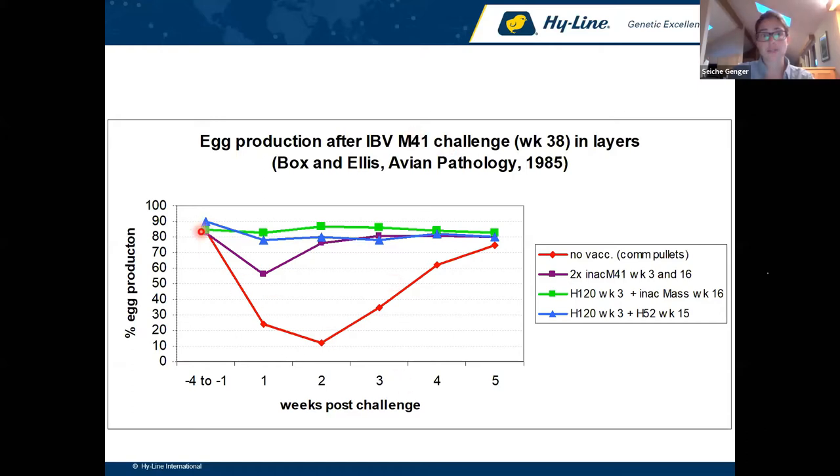And you can see this is the days of production, or this is their production amount before they were challenged, and then at challenge, it just drops dramatically, bottoms out. This particular flock went all the way down to 10%, and then slowly over the next several weeks rose back up. So it's pretty typical of what you're going to see for bronchitis viruses. You're going to drop very quickly in egg production, but you will eventually recover.